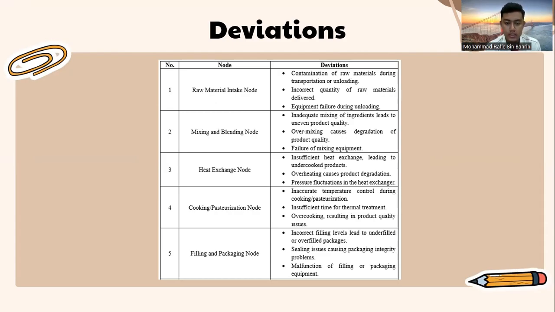For heat exchange node, the deviations are insufficient heat exchange, leading to undercooked product, overheating causing product degradation, and pressure fluctuations in the heat exchanger. For cooking or pasteurization node, the deviations are inaccurate temperature control during cooking or pasteurization, insufficient time for thermal treatment, and overcooking, resulting in product quality issues. And for filling and packaging node, the deviations are incorrect filling levels, leading to underfilled or overfilled packages, filling issues causing packaging integrity problems, and malfunction of filling or packaging equipment.